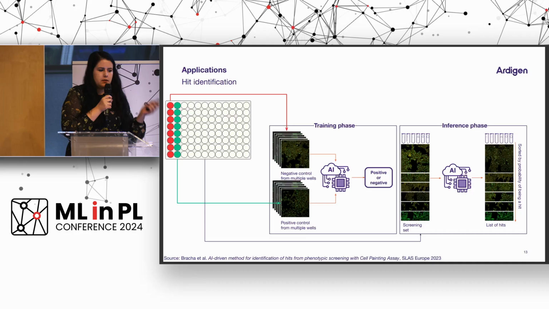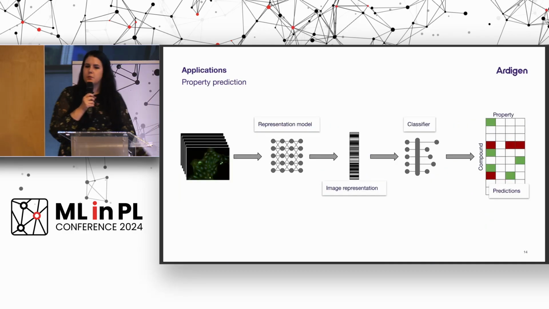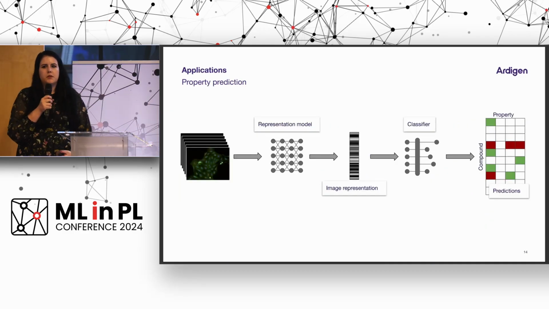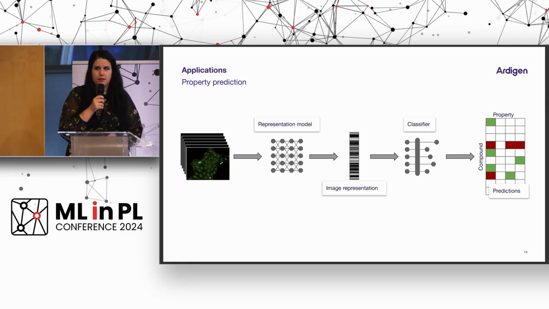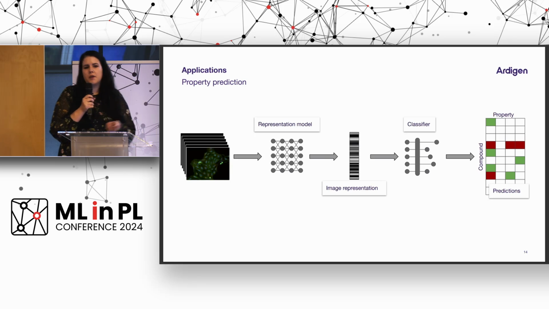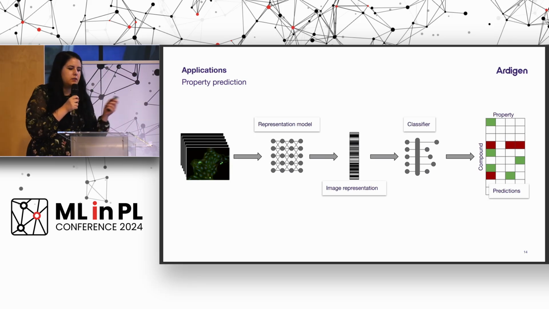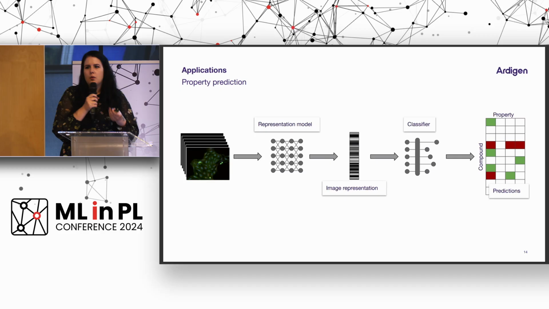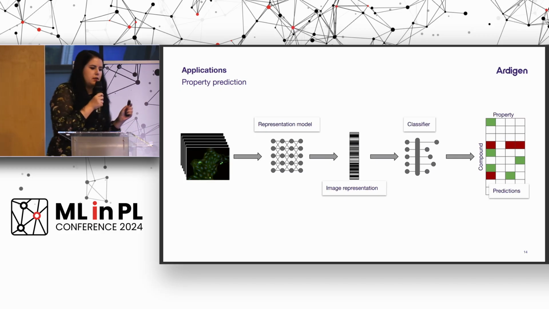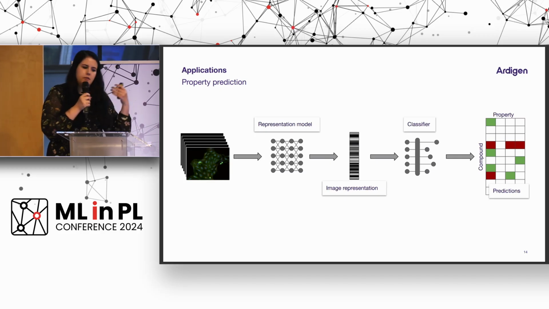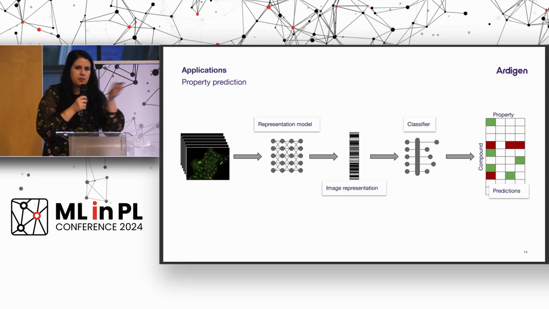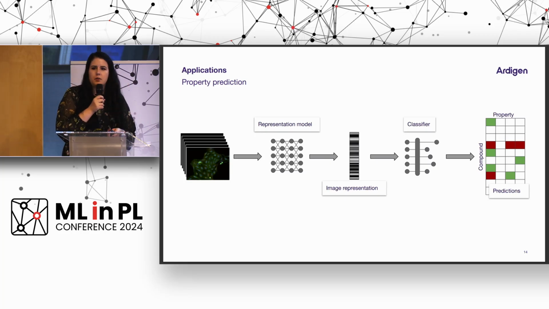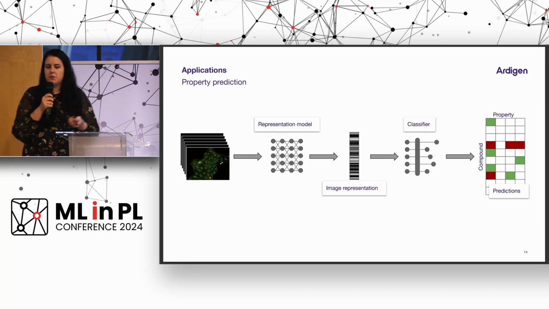The next one is property prediction. From the images, we can actually predict properties of the compounds. This can be something as simple as solubility, but it can also be something more complex. What is it doing to the DNA? Is it killing it? How is it influencing ATP production, and so on. So we can have this panel of properties and train our classifiers to predict it from images.